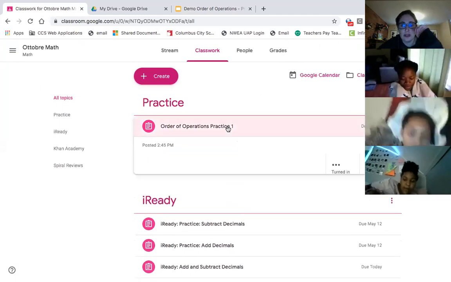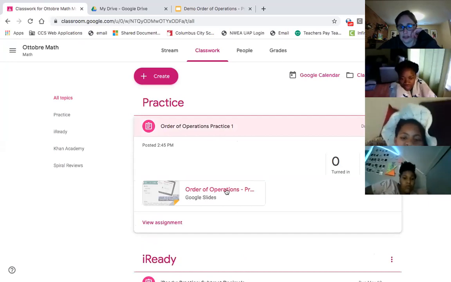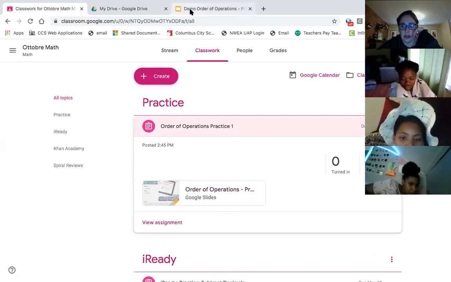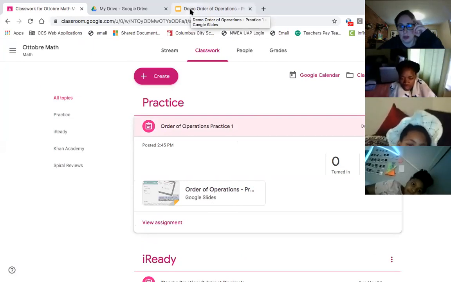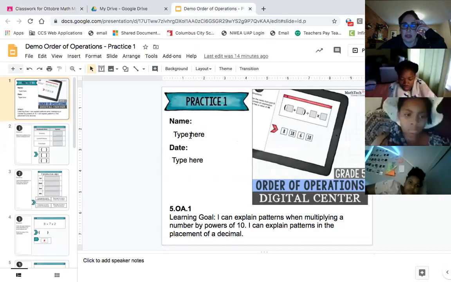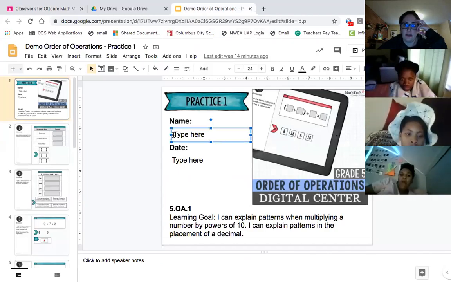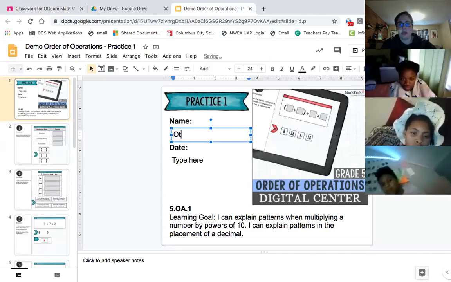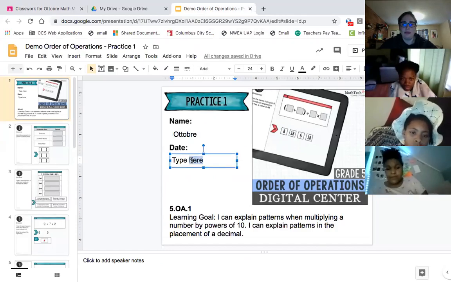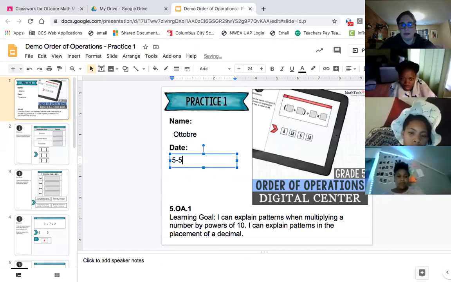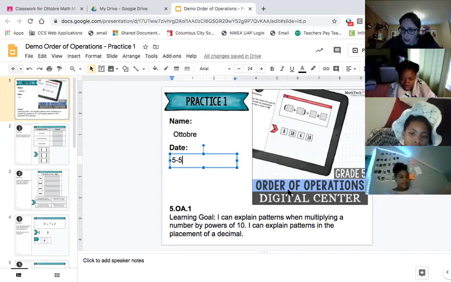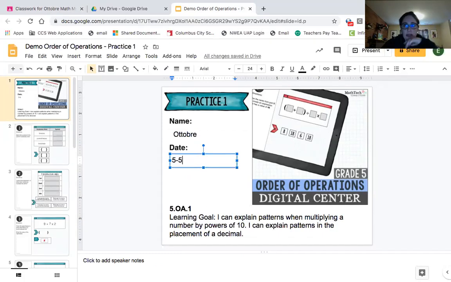When you go in here, you guys are going to get this slideshow. So I'm going to open up a demonstration one that I have. It's the same thing, so you're just going to follow the directions. You change your name here and you can put the date here. So 5/5. And then the learning goal is I can explain patterns when multiplying a number by powers of 10. That's weird. Anyway.